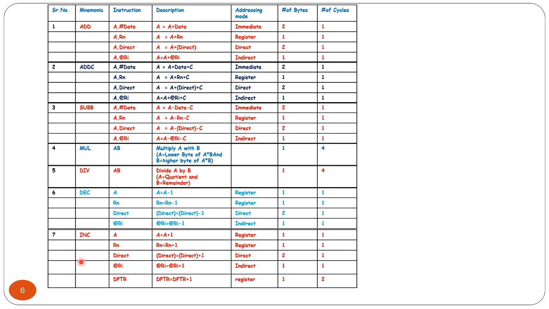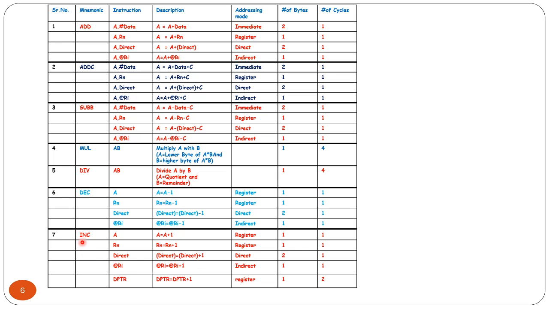Next one is the increment instruction, INC A, content of accumulator incremented by 1. So content of accumulator will be content of accumulator plus 1, register addressing. Increment Rn, the content of the general purpose register incremented by 1. So Rn will be Rn plus 1, register addressing. INC direct, this gives the address of the memory location whose content will be incremented by 1. So this is direct addressing.